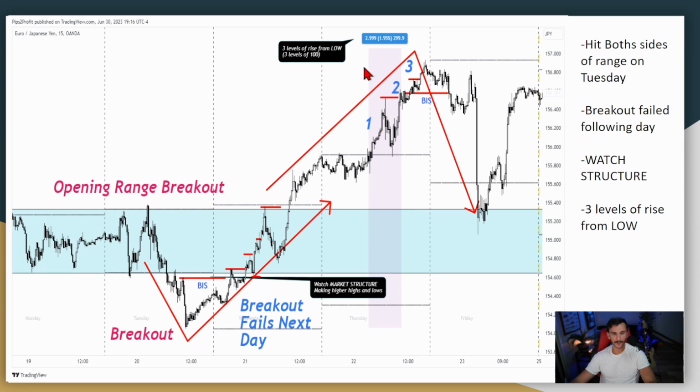We have three levels of rise, three pushes out of consolidation, a break in market structure. We're up high on a Friday where we're searching already for volume trapped. This is a perfect opportunity.